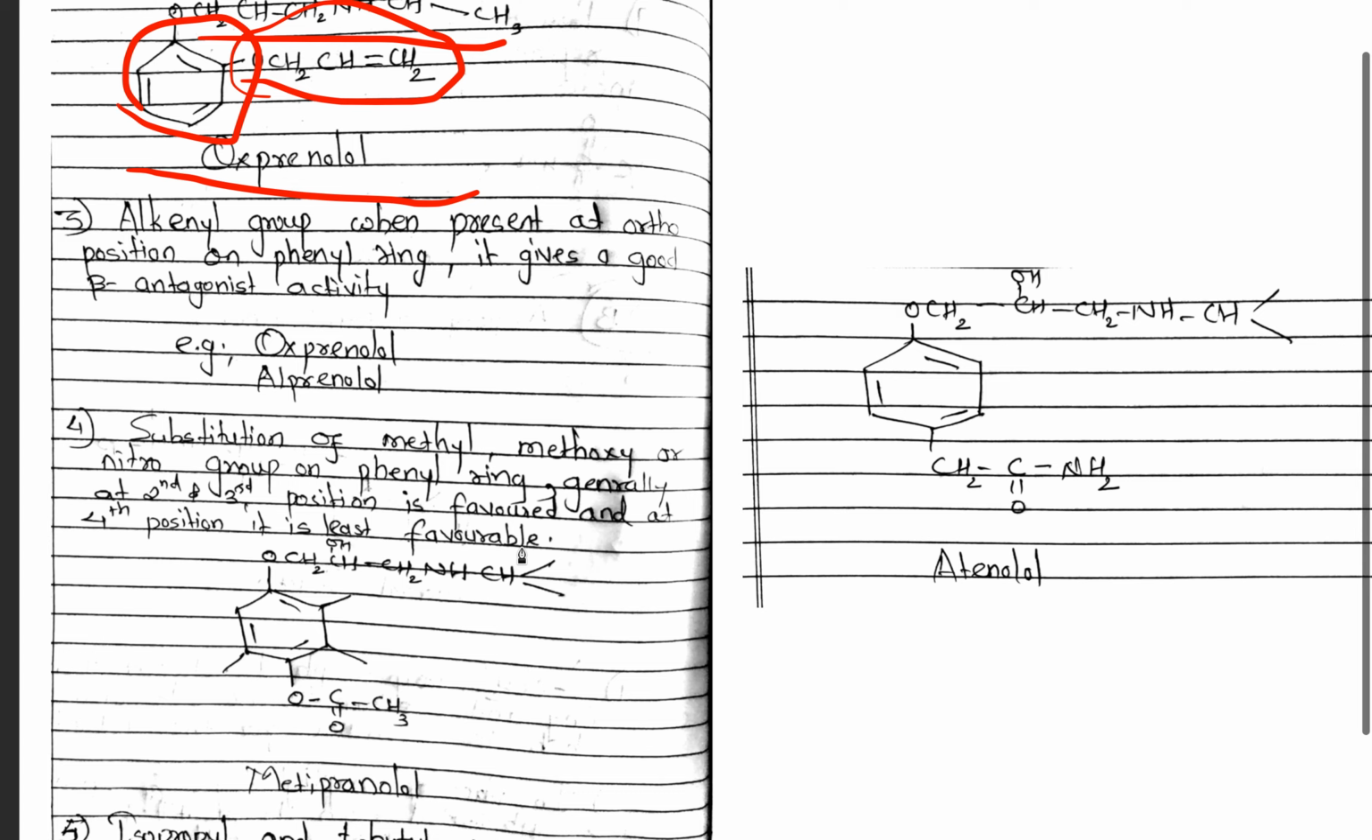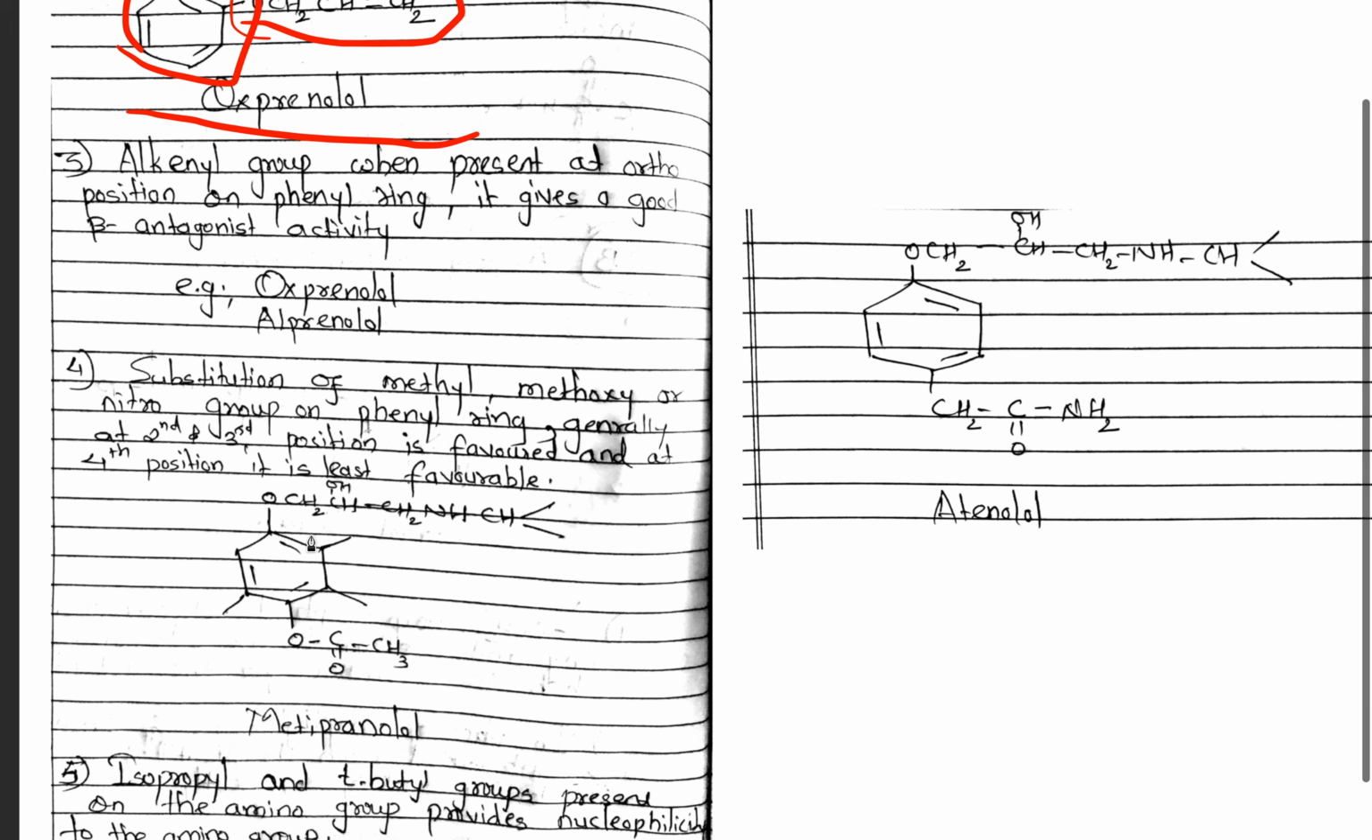And next one is, if we are substituting a methyl, methoxy or nitro group on the phenyl ring, then at the second and third position it is favorable. But when we are talking about the substitution at the fourth position, then it is least favorable. The example of that is metipranolol.